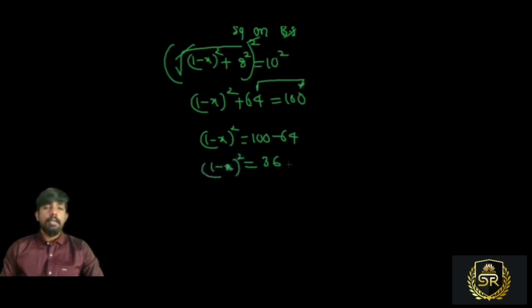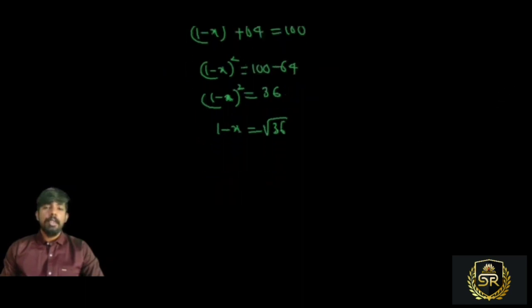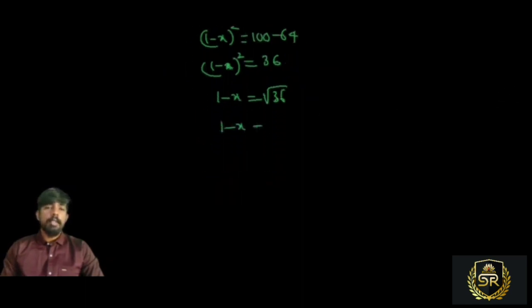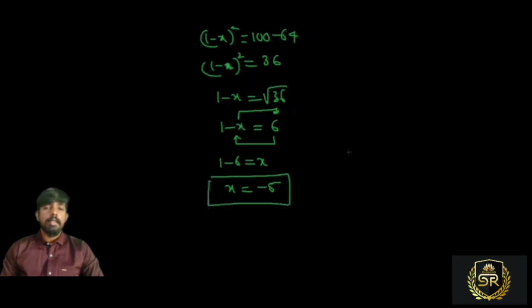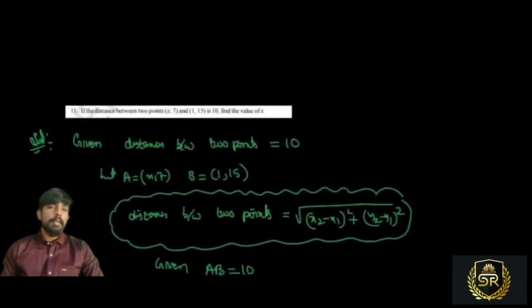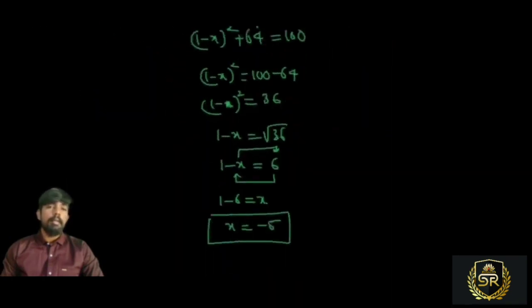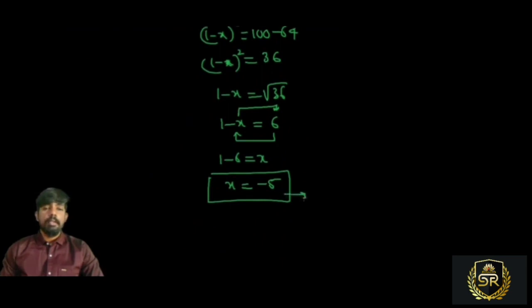(1 minus x) whole square is 36. If I send the square to the right hand side, it will become root over 36. Root over 36 is 6. Okay, 1 minus x is equal to 6. Bringing x to the right hand side and 6 to the left hand side, 1 minus 6 is equal to x, and x is 1 minus 6, which is minus 5. Therefore the x value is minus 5. What is asked? Find the value of x. So we found the value of x. This is the solution.